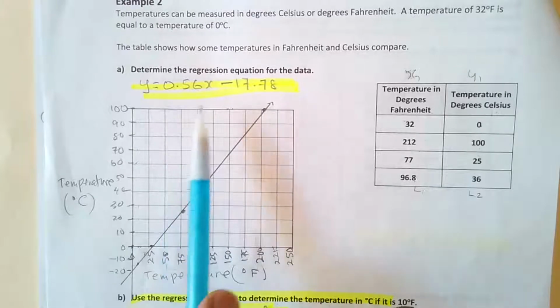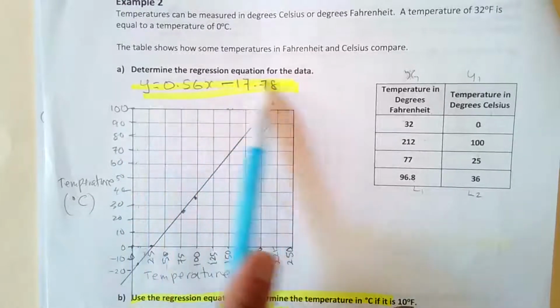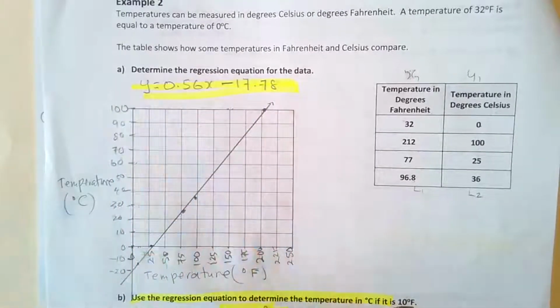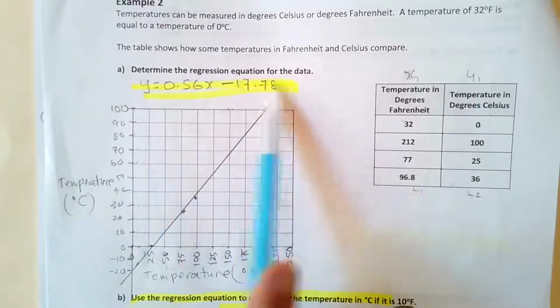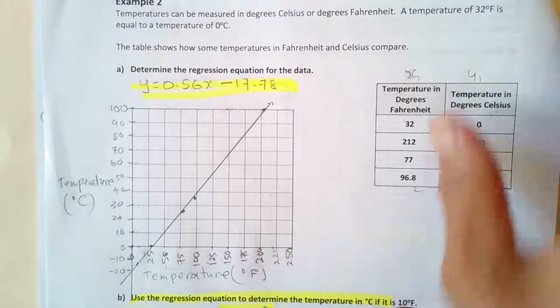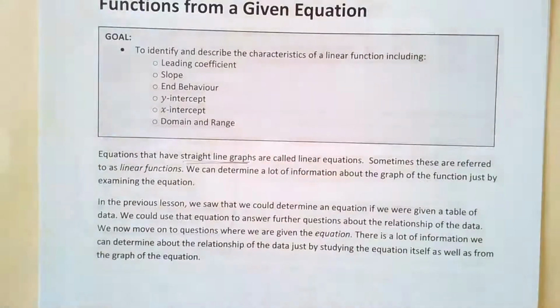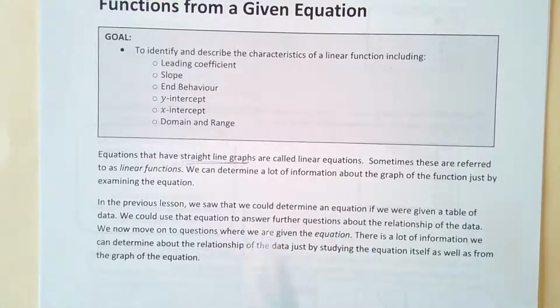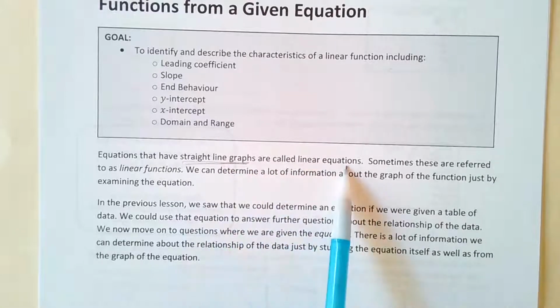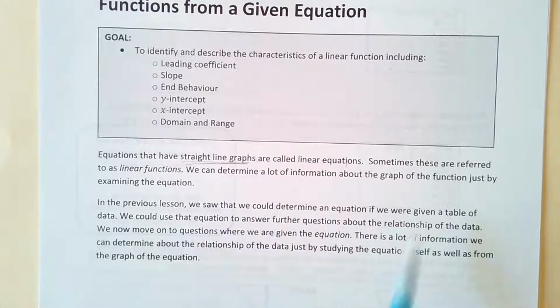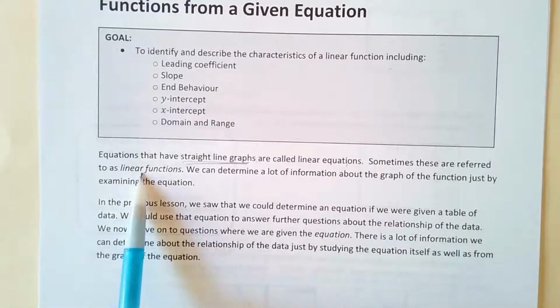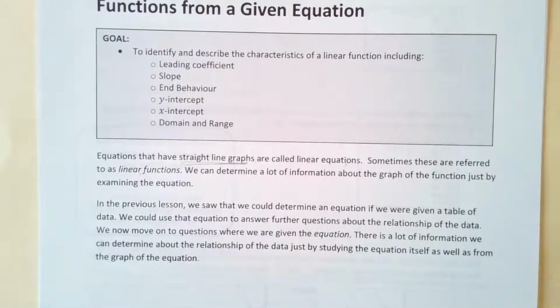Today, we are going to examine what this equation means. What is x, what is y, what do these numbers mean? So that's our main goal for today's lesson. So we call the equation of a straight line a linear equation, or a straight line graph. Sometimes these are referred to as linear functions. So far we've been calling them linear functions.